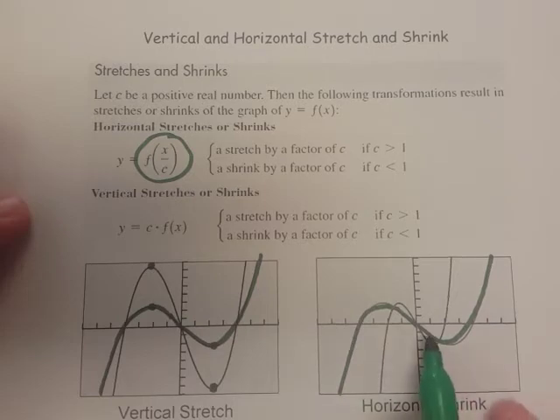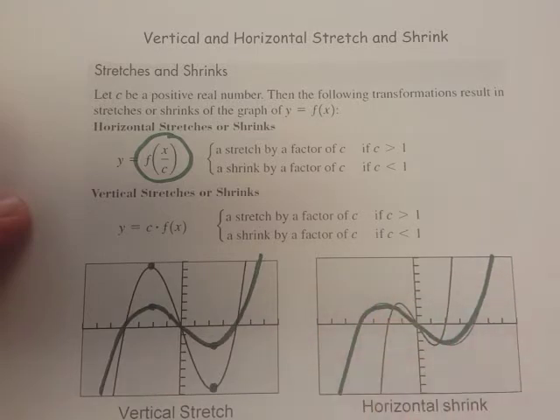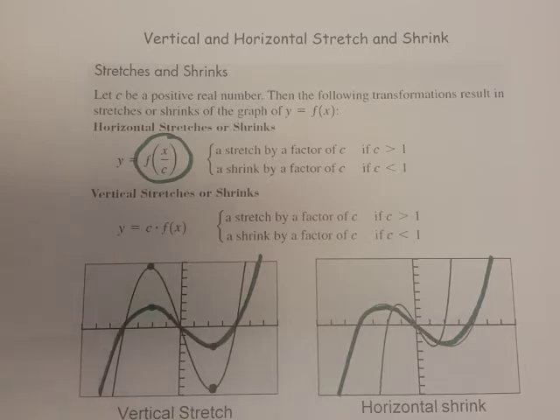Horizontal shrink, here's an example of what that would look like. The green again is the original, and I'm shrinking it this way to get the new one as you see in there. On to the examples.